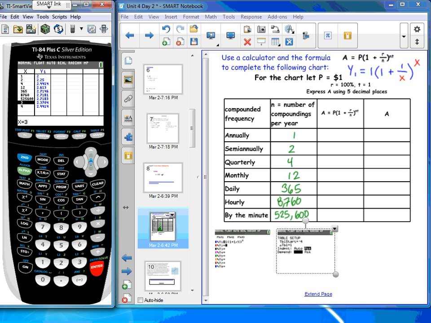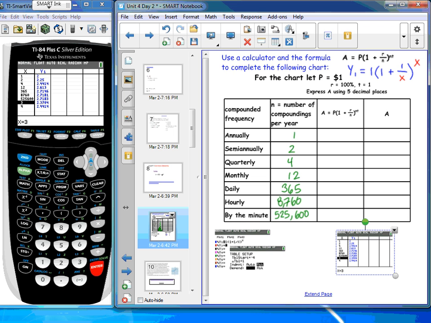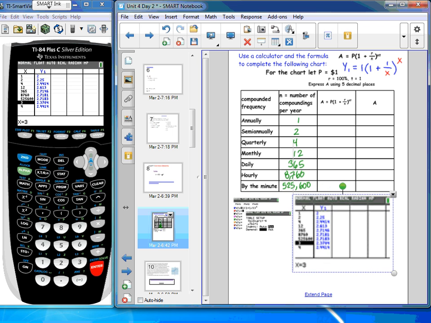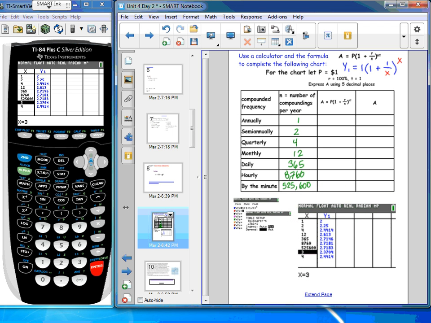So as the number of compoundings increases, what's happening to my amount at the end of the investment? Well, it appears as though it's increasing as well. However, is it increasing to infinity as I continue to let the number of times increase? Is it going towards infinity? No, it's not going towards infinity. It appears as though it's leveling off at some number that's around 2.712818. I don't know. Let's see.